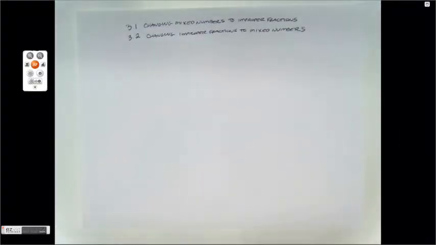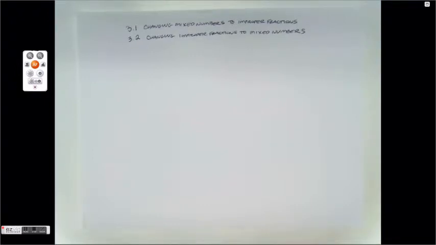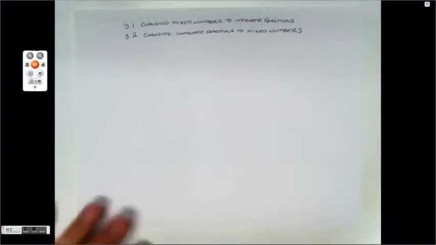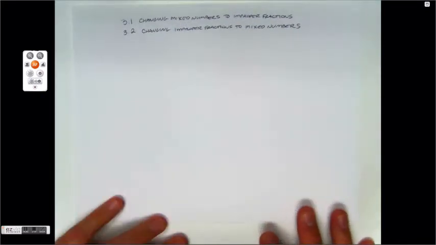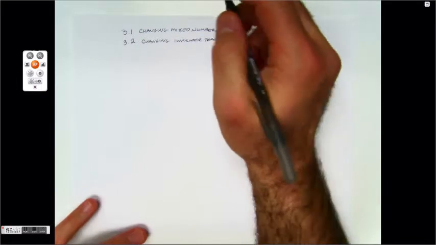Section 3.1 and 3.2. 3.1 is changing mixed numbers to improper fractions. 3.2 is changing improper fractions back to mixed numbers. And we've talked about this before with math: if you can go one way, you should be able to go the other way. That's absolutely fine. Okay, let's look real quick before we actually look at these two.